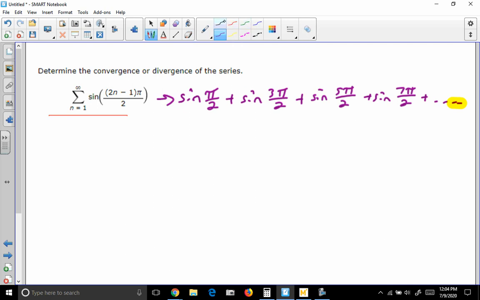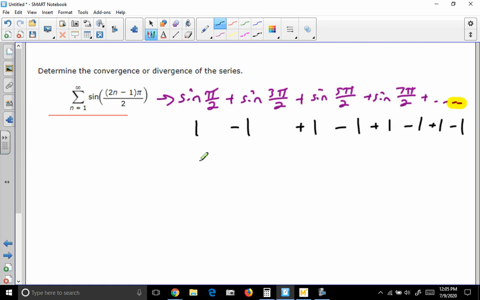Now, at pi over 2, sine is 1. At 3 pi over 2, sine is negative 1. At 5 pi over 2, we're back to a positive 1. At 7 pi over 2, we're back to a negative 1. So this is going to alternate between plus 1, minus 1, plus 1, minus 1, forever and ever.